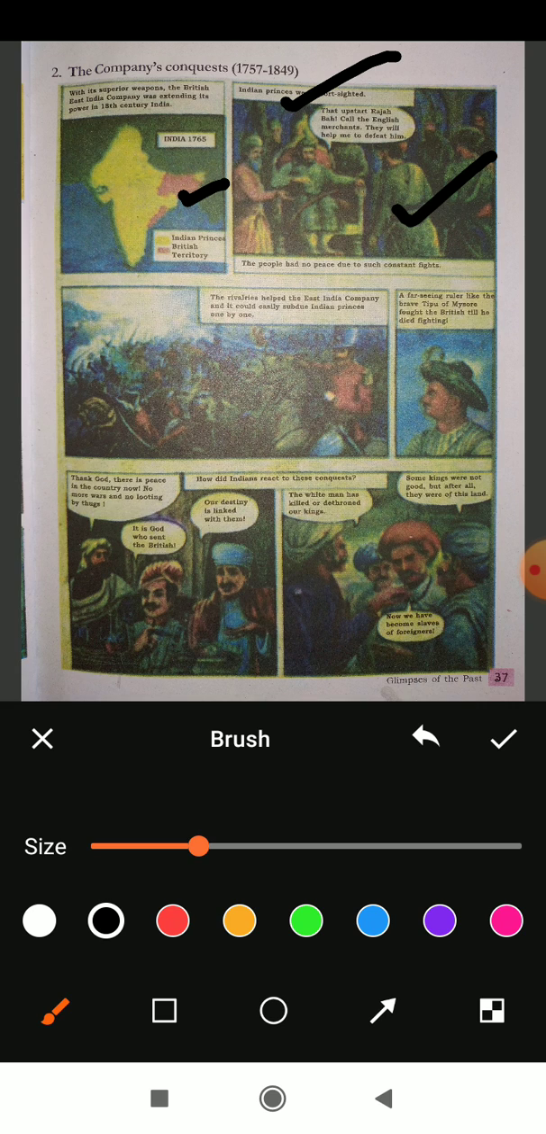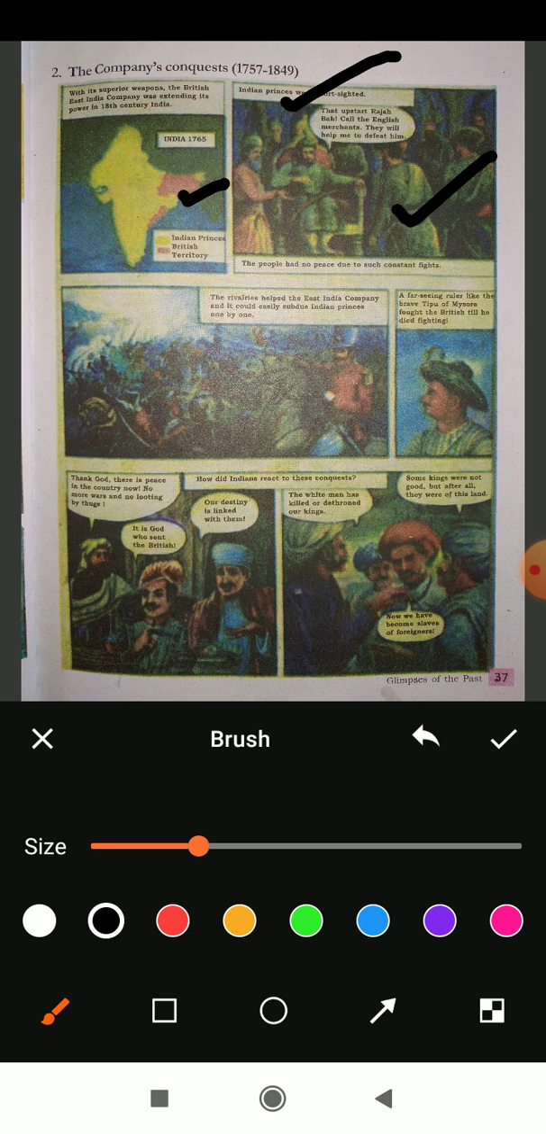Now, students, comes another picture. Here, something is written: the people had no peace due to such constant fights. There were small wars between the kings, so people didn't have peace. They were totally fed up with this. That's why the big king took help from the Britishers to fight against small kings. At last, the Britishers defeated the big king and took charge of our Indian subcontinent.